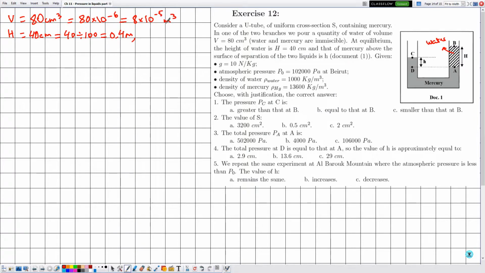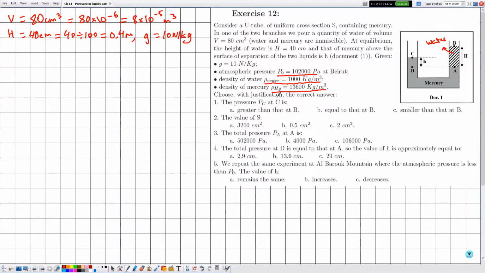Given that g is equal to 10 newtons per kilogram, which means that we are performing this experiment on the surface of Earth. The atmospheric pressure, P0, is equal to 102,000 Pascal at Beirut. So in particular, this experiment is being performed in the city of Beirut. The density of water is 1000 kilograms per meter cube, and the density of mercury is 13,000 kilograms per meter cube.